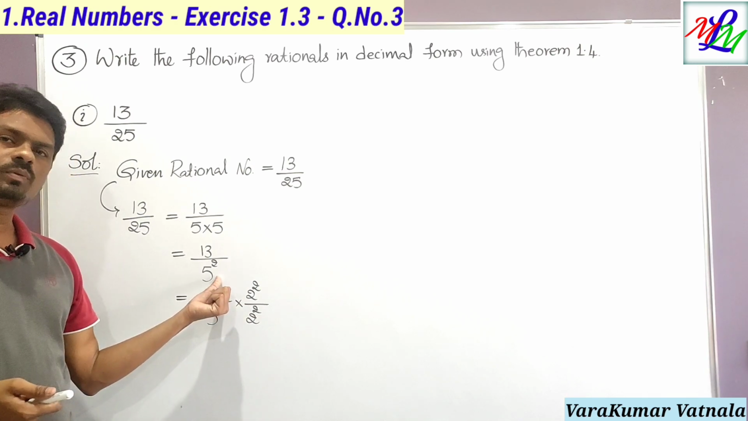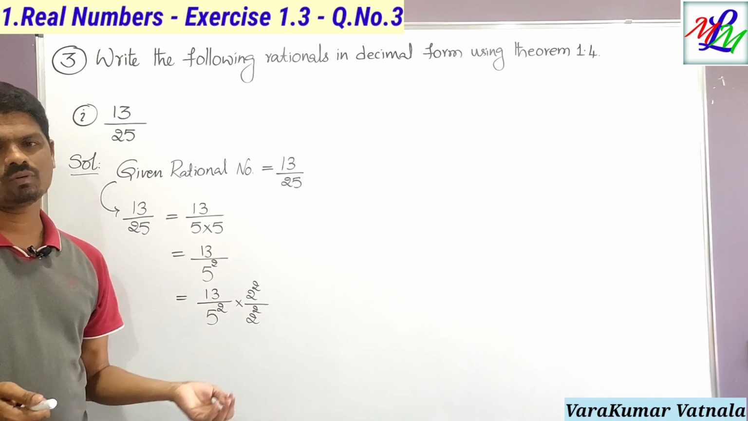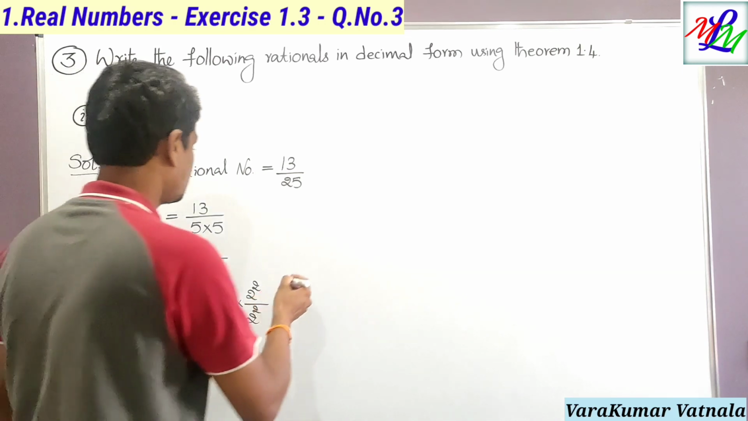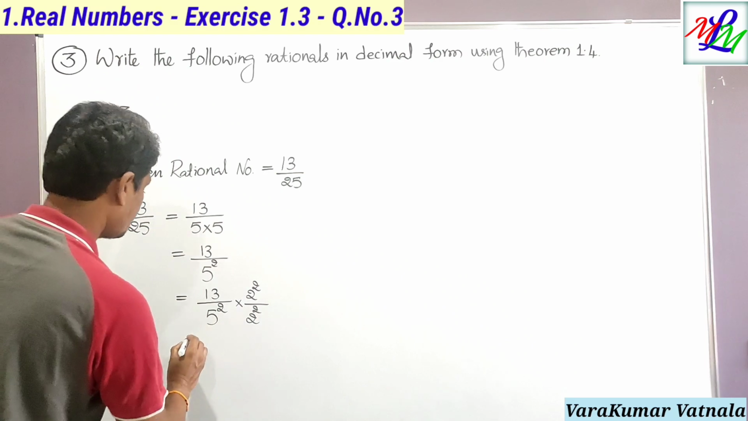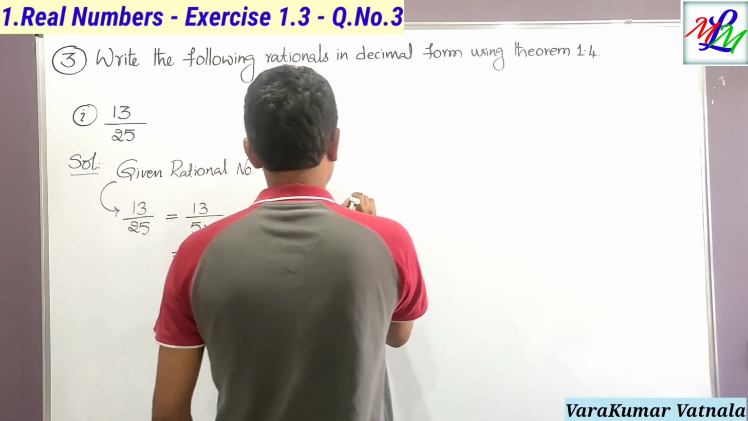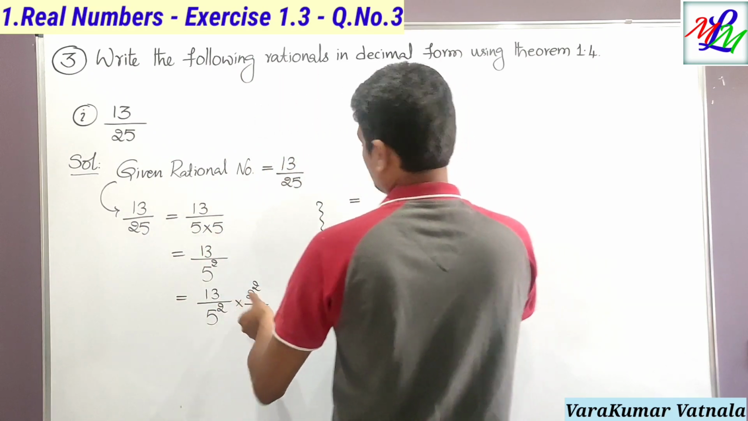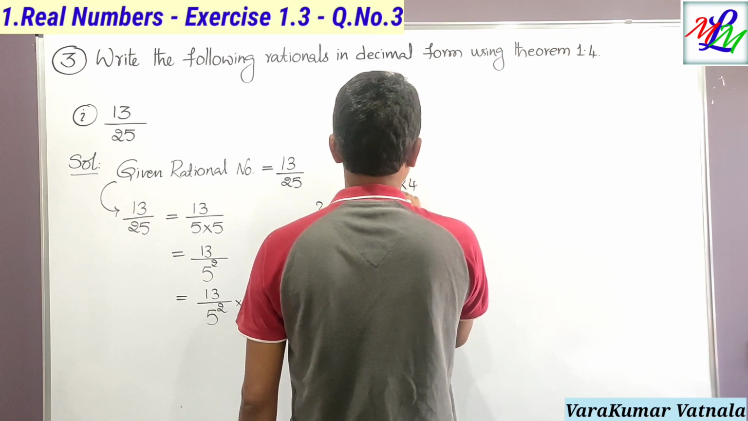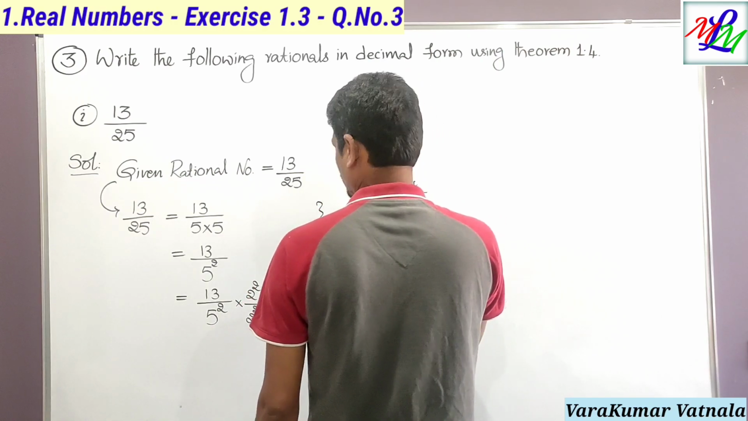So if it is 5 to the power 3, you have to multiply by 2 to the power 3. You have to understand this, student. See here, how can we write? So now I am writing here. Multiply the numerators and the denominators. 13 into 2 to the power 2 can be written as 4, student, divided by 5 square.